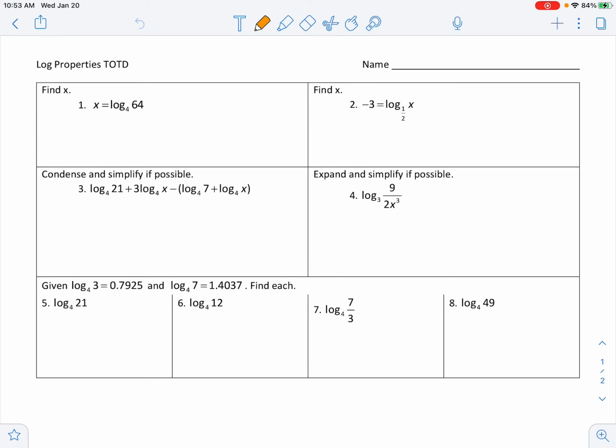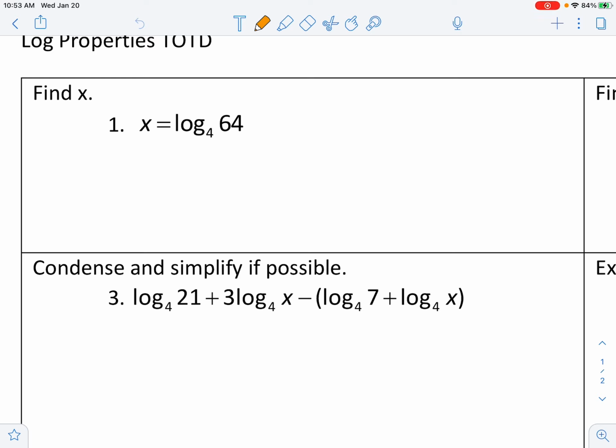Okay, let's go over this quick short review. Number 1 says find x when x equals log base 4 of 64. So remember, when we look at a log with a base, we are thinking about it as that is the base of a potential exponential, right?